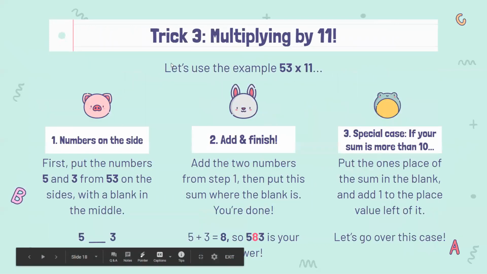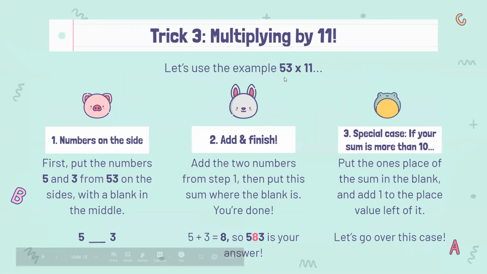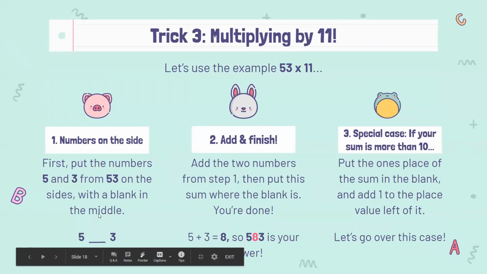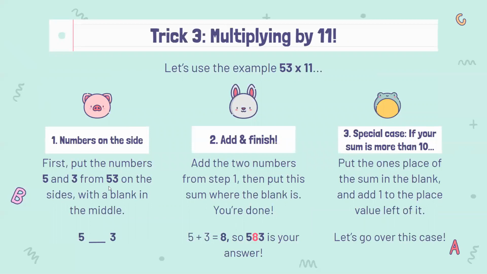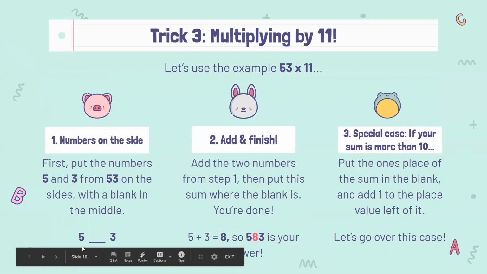Our next trick is to multiply by 11, but let's use the example of 53 times 11. There are 3 steps to this trick. First, the numbers that we are multiplying with are 5 and 3 because we are multiplying 53 times 11. Put 5 and 3 on the side and a blank in the middle.